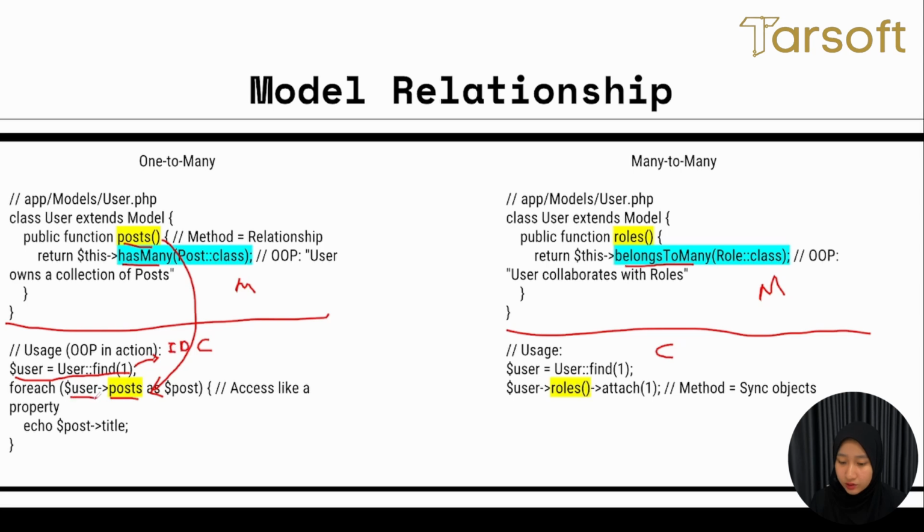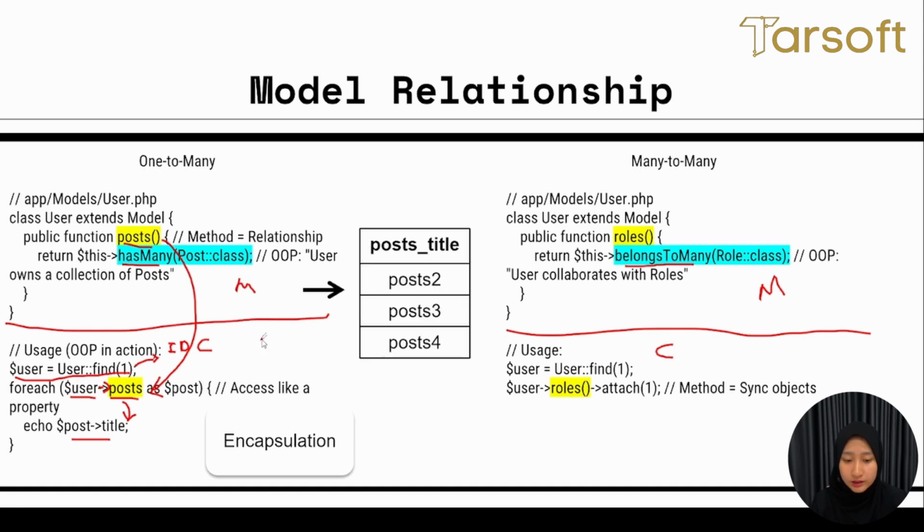Then, for that user, it is going to search for posts that the user has and display the title for that post. Now, this is what we call encapsulation because it hides the queries and can directly display the title of the post from that user. So the output will be like this.